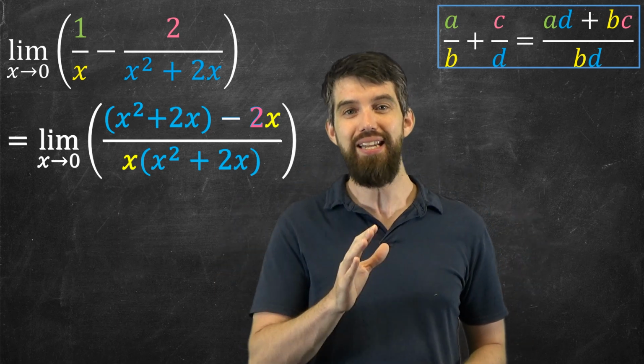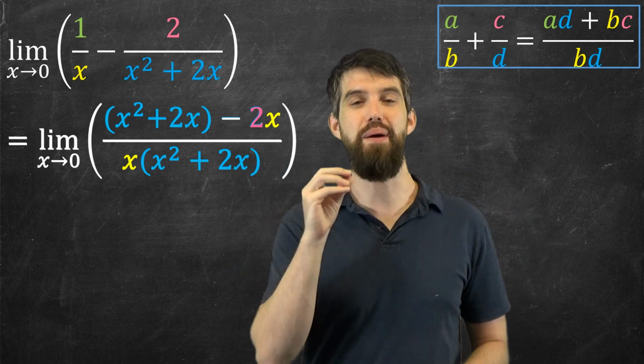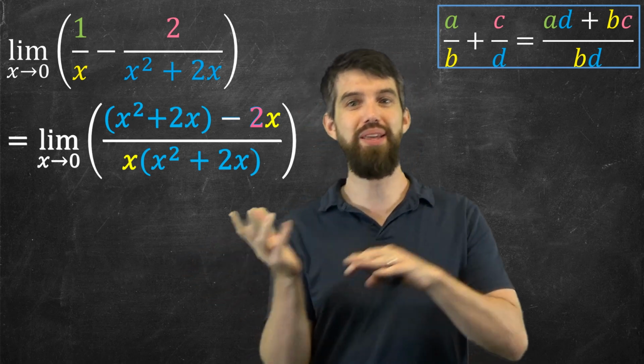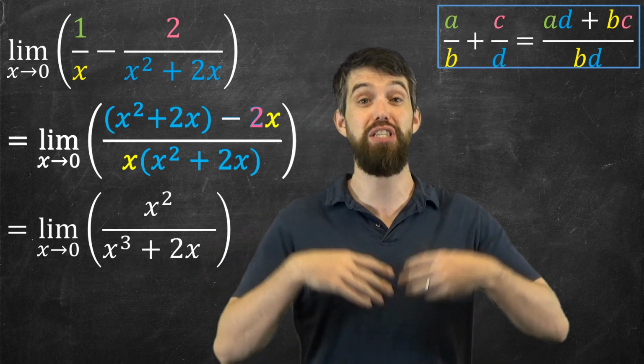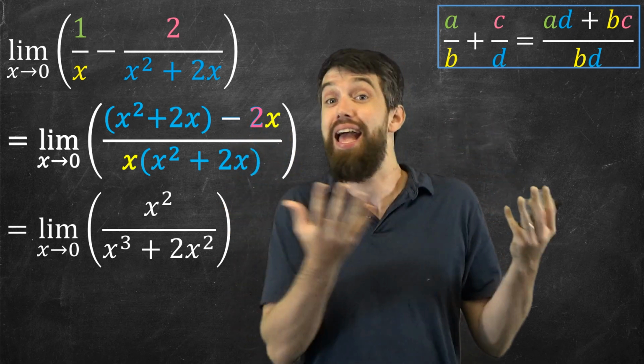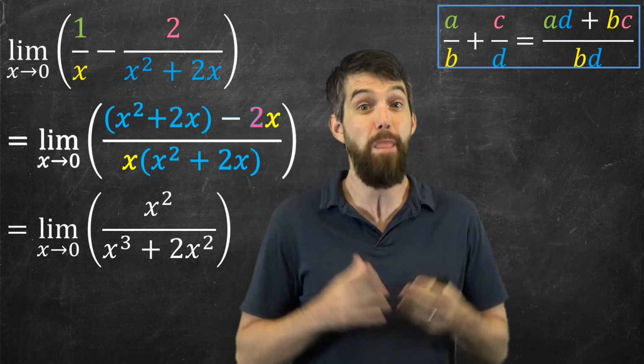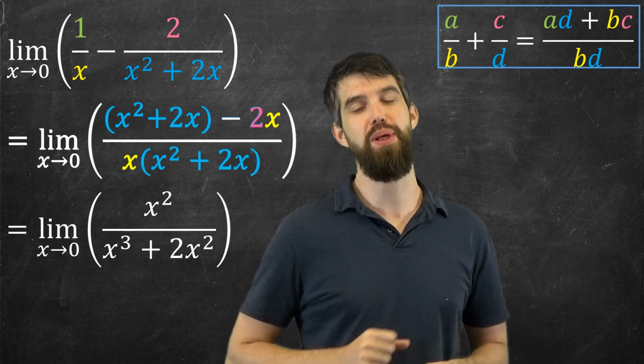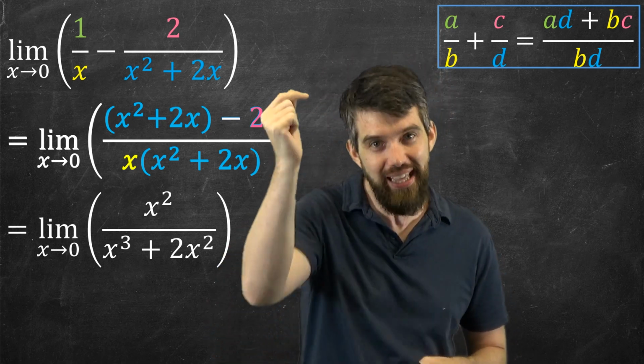Well, indeed, notice I've got a plus 2x and a minus 2x. I can cancel those. Okay, so if we cancel those, I'm just left with a bunch of x squareds on the top and x cubed plus 2x on the bottom. Not bad. But again, I cannot plug in x equal to 0. Again, it's indeterminate. Again, it's 0 divided by 0.